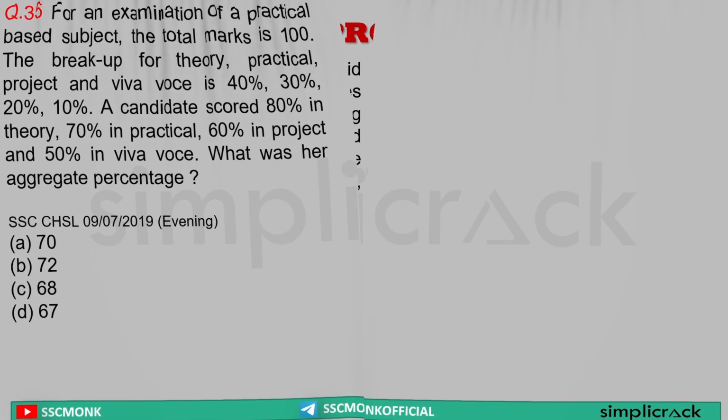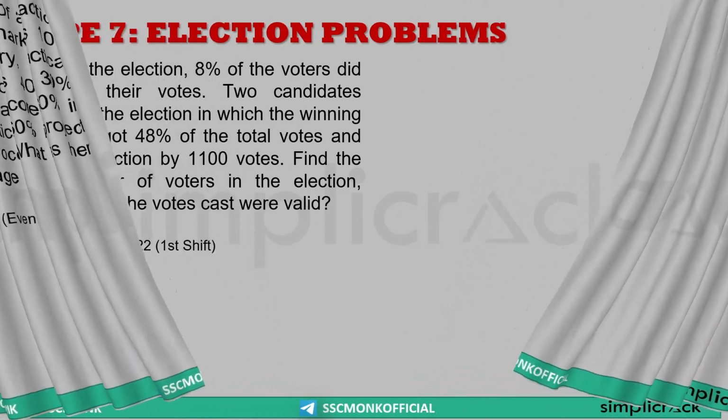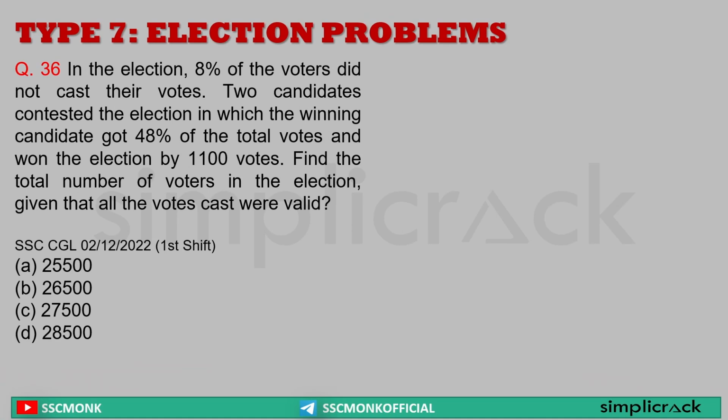Okay. Now, new type. It is all about the election problems. Nowadays, you get confused. If you are a repeater, you will understand. You get confused in this type of questions. Now, what is this all about? In an election, 8% of the voters did not cast their vote. Two candidates contested in the election in which the winning candidate got 48% of the total votes and won the election by 1,100 votes. Find the total number of votes.